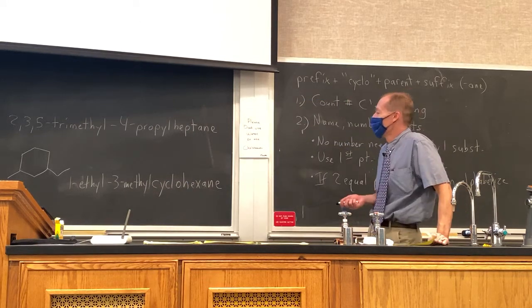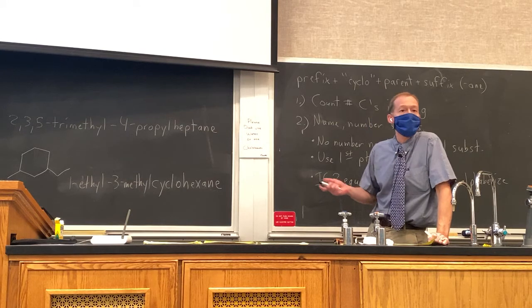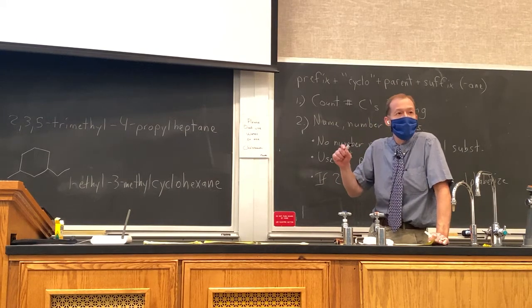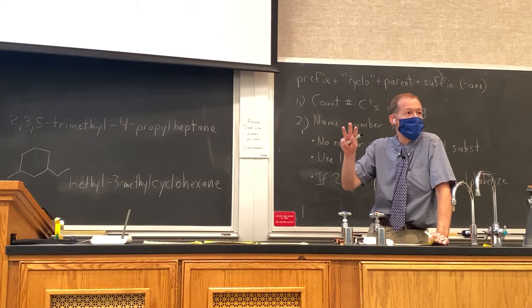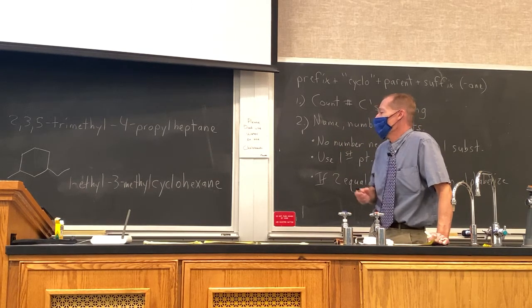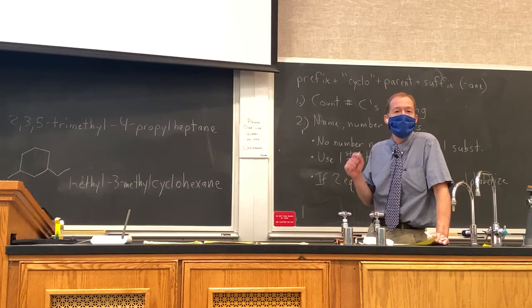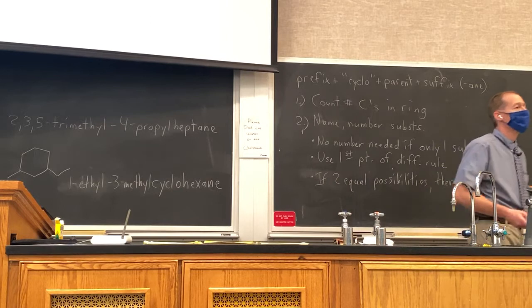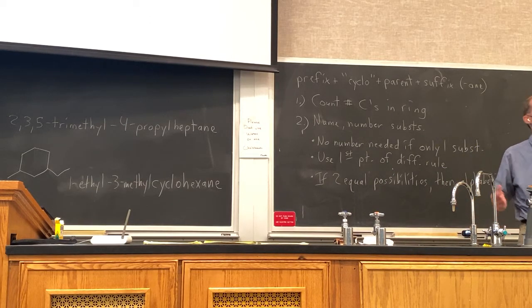So we have a 1-3 relationship between these 2 groups. We could start at either one and then count in a direction that would give 3 to the second substituent. So 2 equal possibilities. We choose the one that puts the substituent that comes first in the alphabet at the beginning. Okay? Any questions on how we came up with that name?